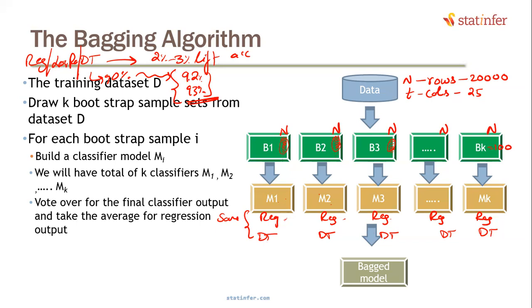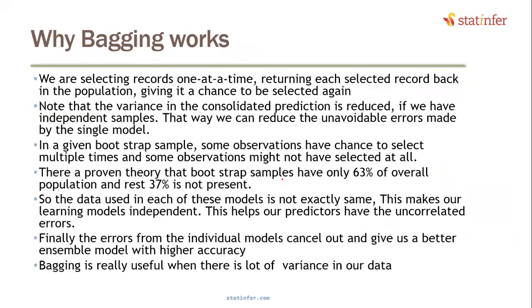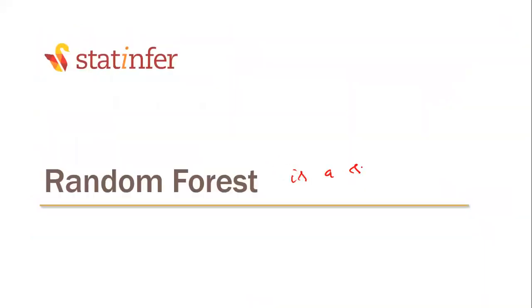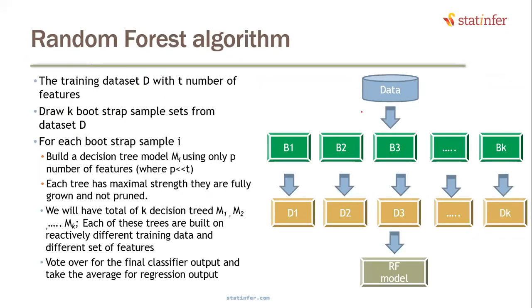Generally, we don't even use bagging as a general technique. We use a very special case of bagging, which is known as random forest. What is random forest? In bagging, you can build any model. Instead of building any model, if you are building only decision trees, then bagging becomes random forest. So random forest is a special case of bagging. Just by doing some adjustment to the bagging algorithm, you will get the random forest algorithm. So let us see what the random forest algorithm is.